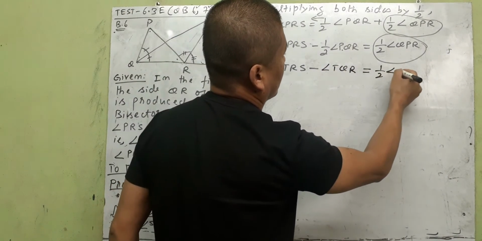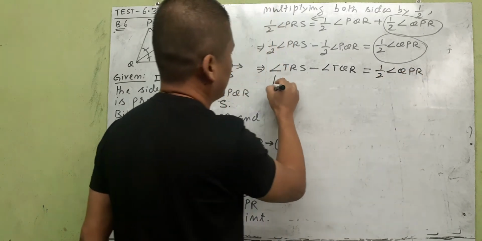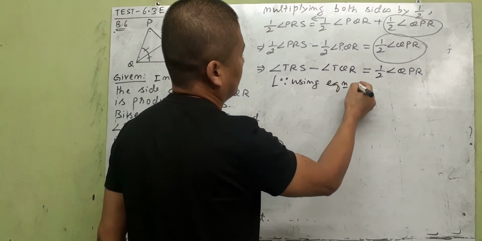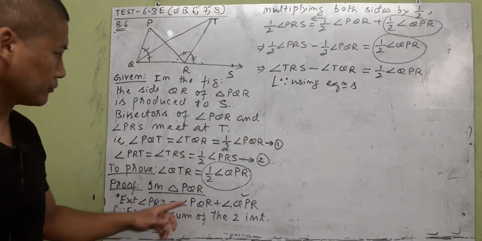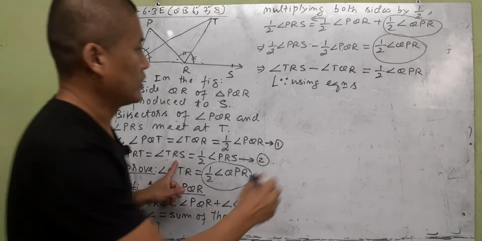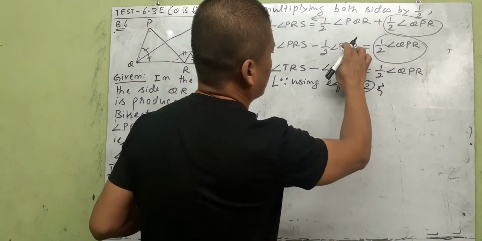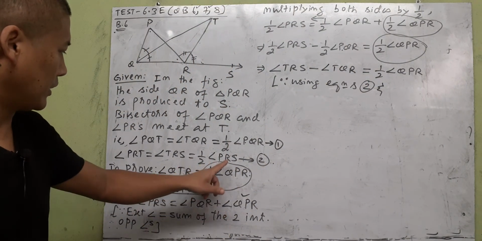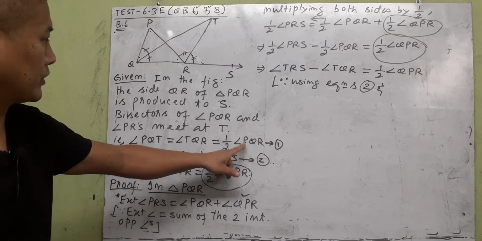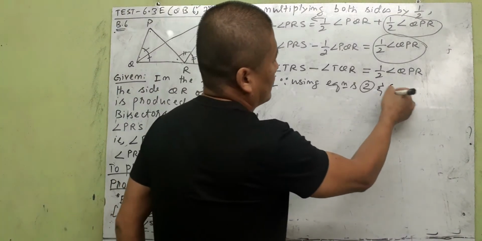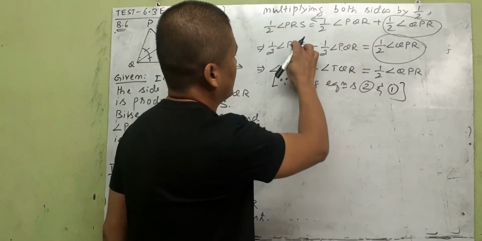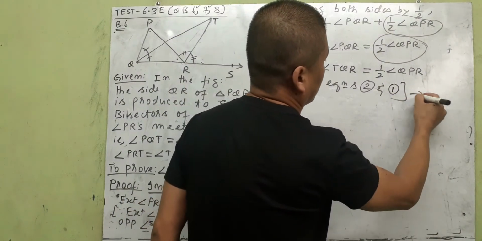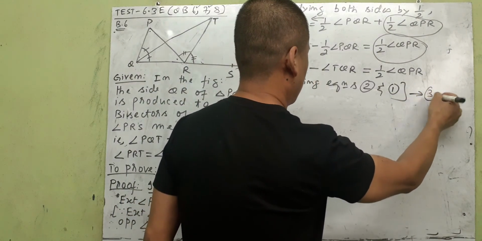here half angle QPR. And let us write here the reason for changing this to this using equations. Half PRS to TRS is equation 2, and changing half PQR to TQR, we have used 1. So the reason for changing this to this is 1, this to this is equation 2. I hope that is clear to you. So let us put this one as equation number 3.